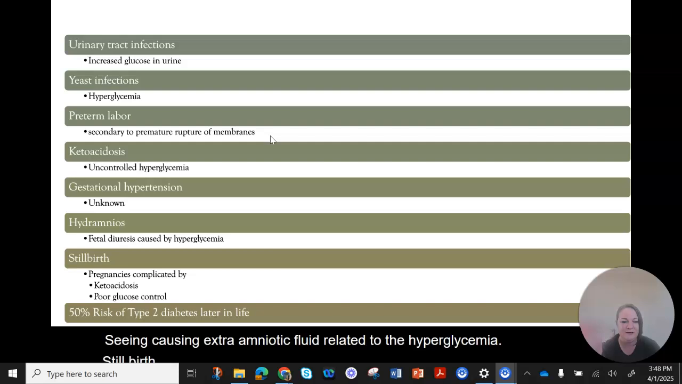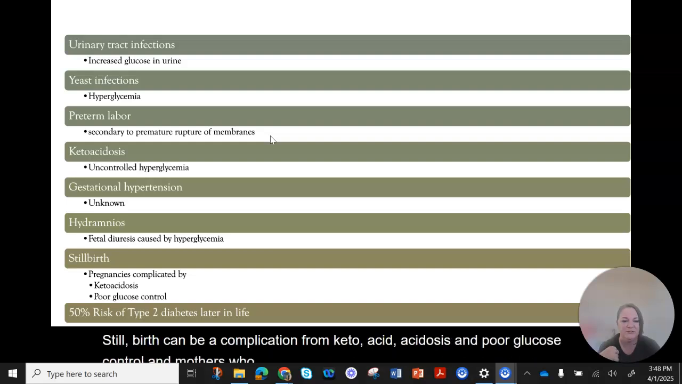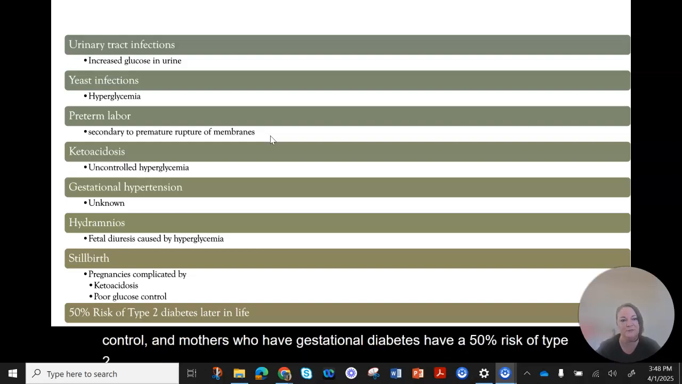Stillbirth can be a complication from ketoacidosis and poor glucose control. And mothers who have gestational diabetes have a 50% risk of type 2 diabetes later in life.